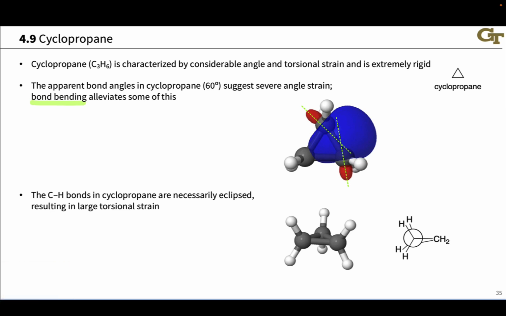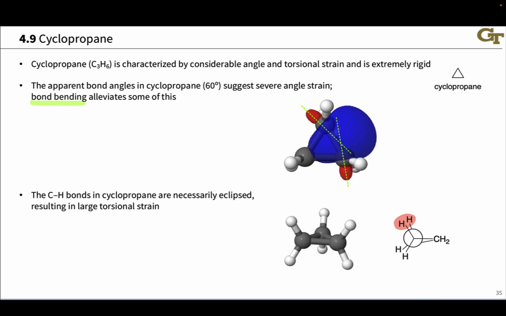We'll also notice, particularly if we look at a Newman projection, looking down one of the C-C bonds in cyclopropane, that its C-H bonds are severely eclipsing. They're necessarily eclipsed because the molecule has to be planar. And so we get interactions like this, C-H/C-H eclipsing interactions. We've got two of those that we can see in this Newman projection, and actually quite a few more.